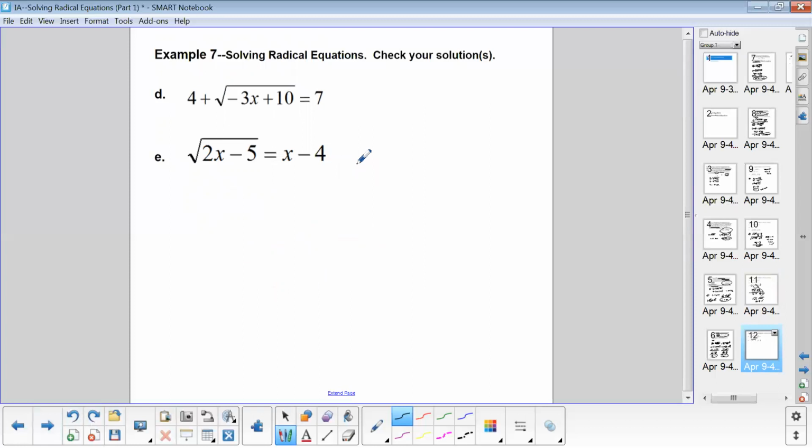And then two more. Part D. Notice where the radical is located. It's inside the radicand. It's inside the radical, so it's part of the radicand. I see the 4 here. I want to subtract 4. So that's going to give me the square root of negative 3x plus 10 is equal to 3.